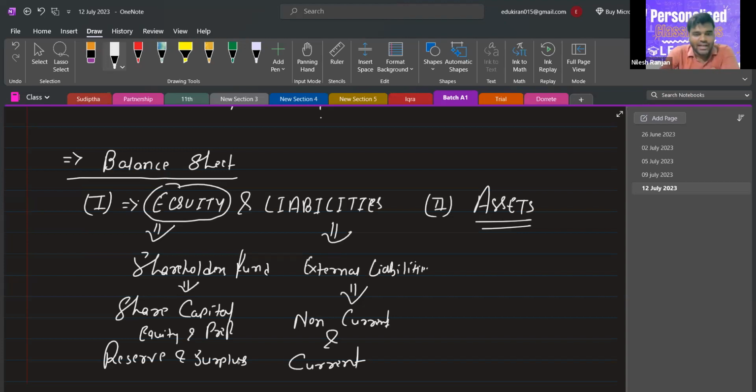Okay, sir. And in external liabilities, there are non-current and current. When we say non-current and current, it means the liabilities which are payable before 12 months or after 12 months. These are our current or non-current liabilities. In the same manner, assets are also classified in two parts: non-current assets and current assets.